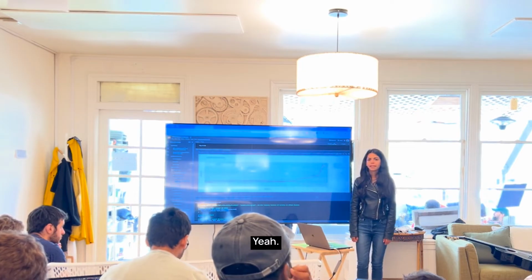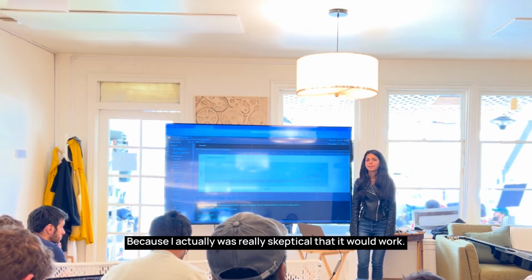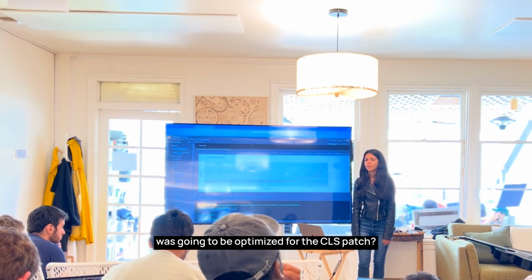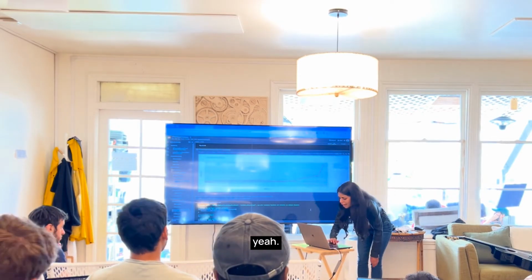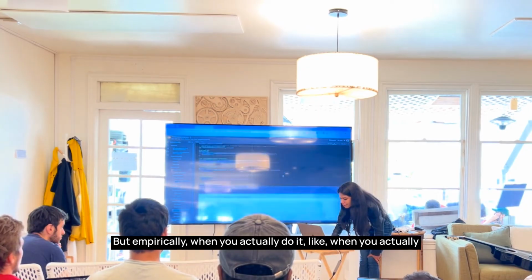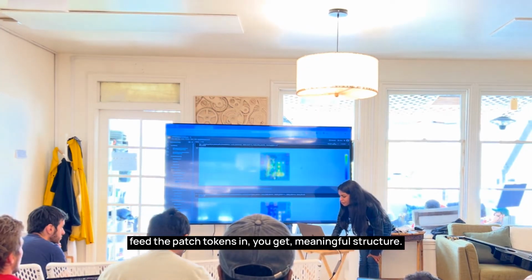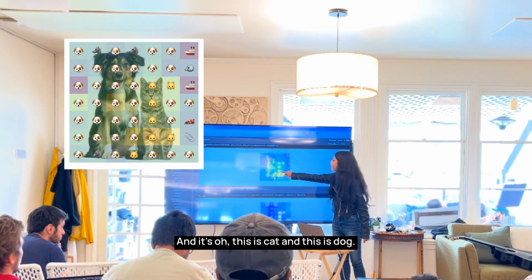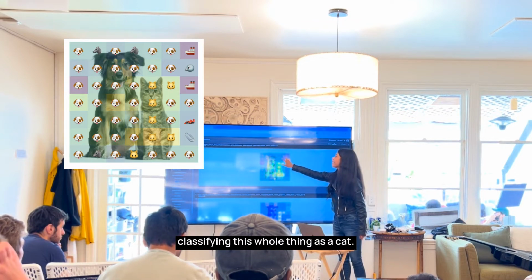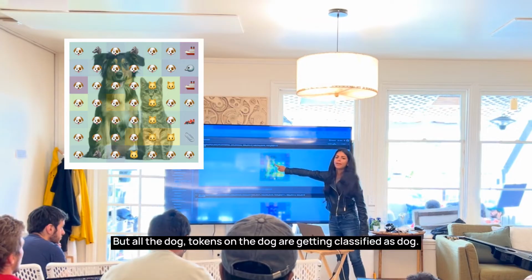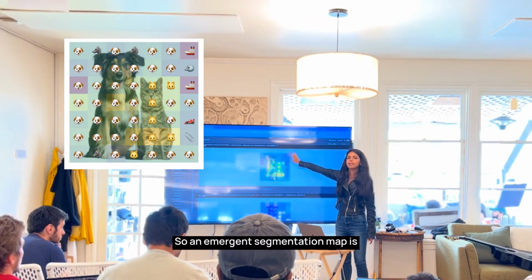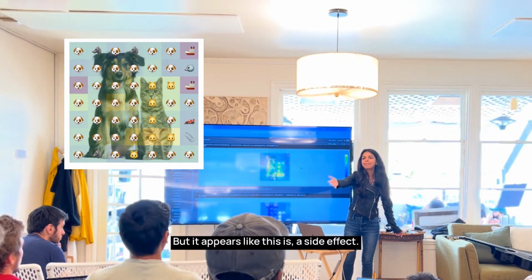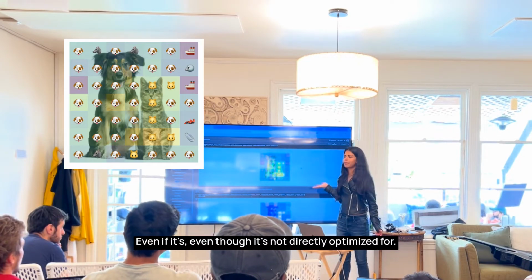That's an incredible question. I was actually really skeptical that it would work. Why would unembedding a random patch lead to any meaningful prediction, given that the model was optimized for the CLS patch? Yeah, exactly. I was also really skeptical. I wasn't expecting anything, but empirically, when you actually feed the patch tokens in, feeding every patch into the classification head, you get meaningful structure: this is cat and this is dog. The CLS token itself might classify the whole image as a cat, but all the tokens on the dog get classified as dog. So an emergent segmentation map is getting optimized out of the prediction. This was surprising, and I wondered why. But it appears to be a side effect, even though it's not directly optimized for.